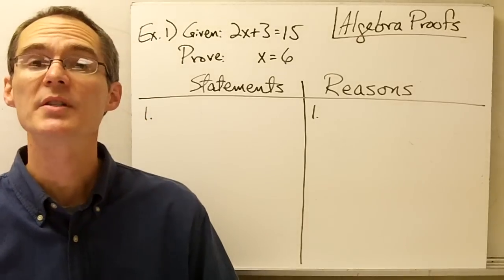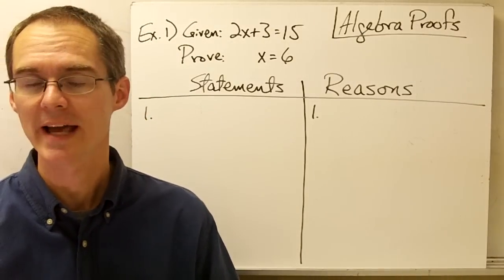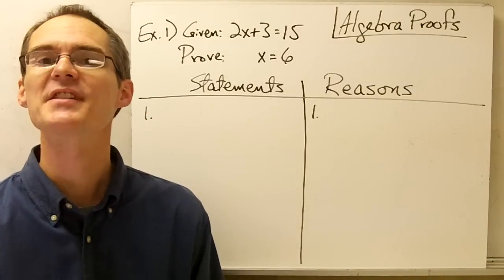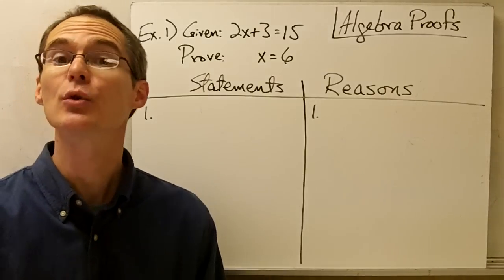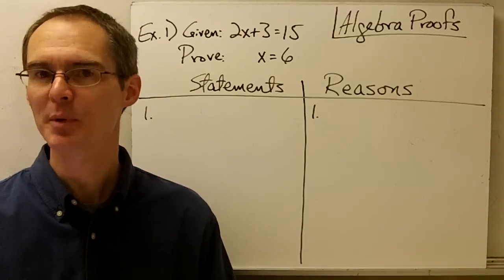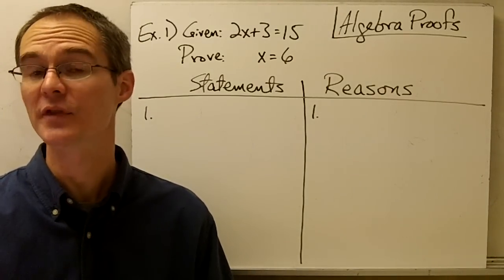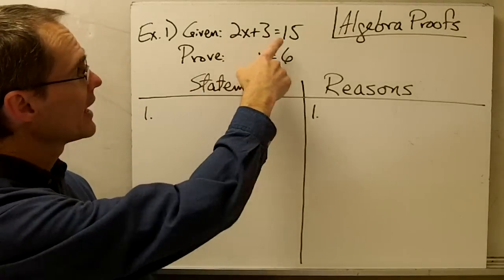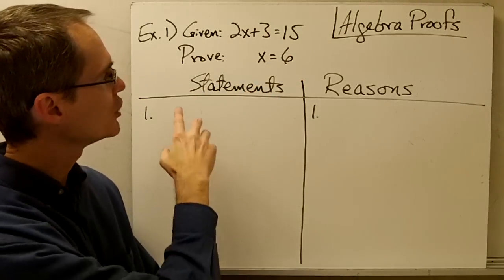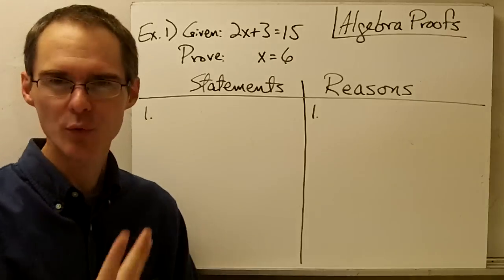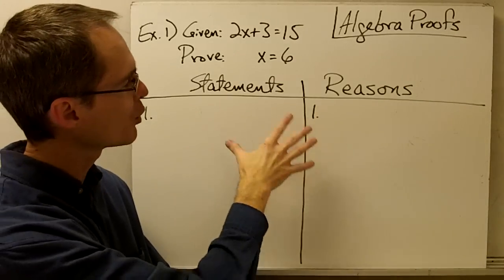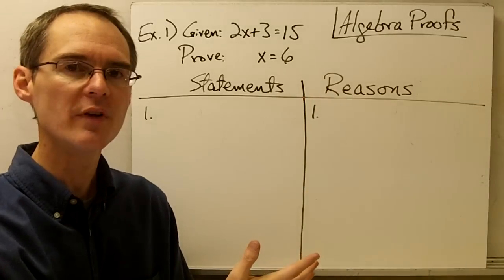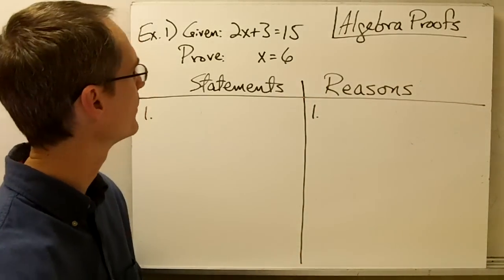Okay, in this video we're going to be talking about algebra proofs. Now, a proof is just a set of statements and reasons that lead to a logical conclusion, and an algebra proof is just a specific type of proof. It's a proof where you start with an algebra equation and you solve it. Instead of solving it the regular way, you solve it in a very formal way using what we call the two-column proof format, and we're going to learn what that is right now.